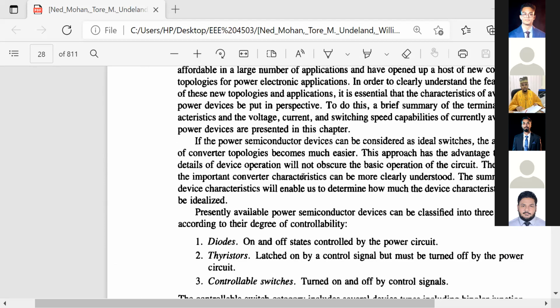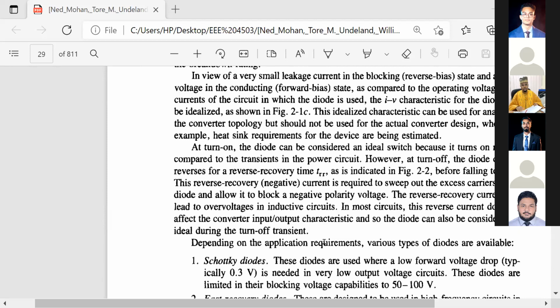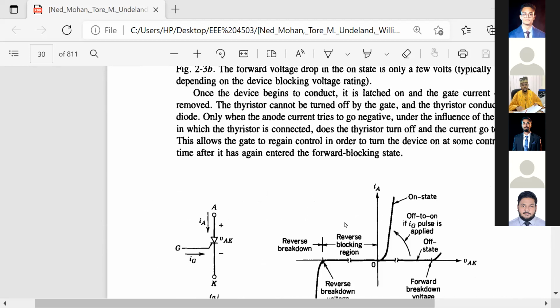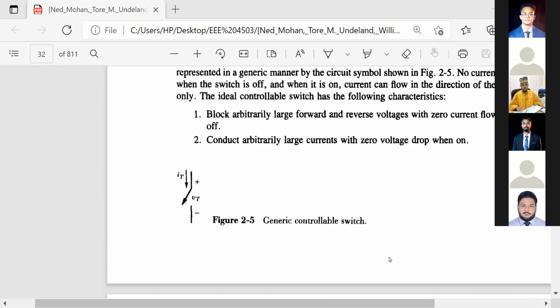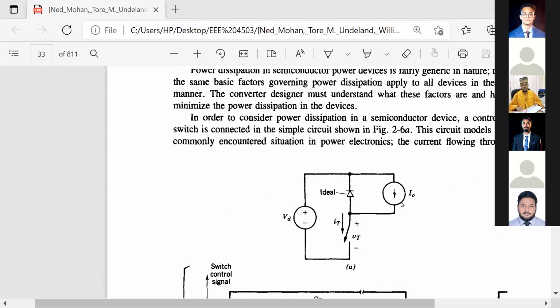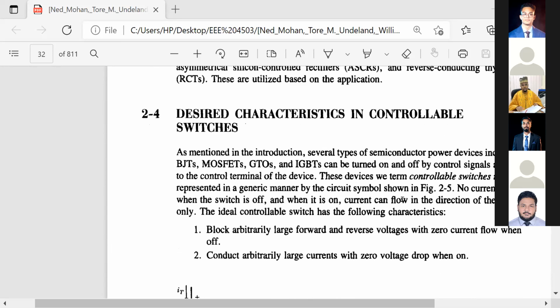In chapter 2, there are some devices like diodes, thyristors, and controllable switches they have given. You just read it, it will not be set in your exam. You can have some idea, okay? These are the basic things you have already done. But inshallah, in the next class, I shall start from here. I'm very sorry that I could not continue because it is almost 59.